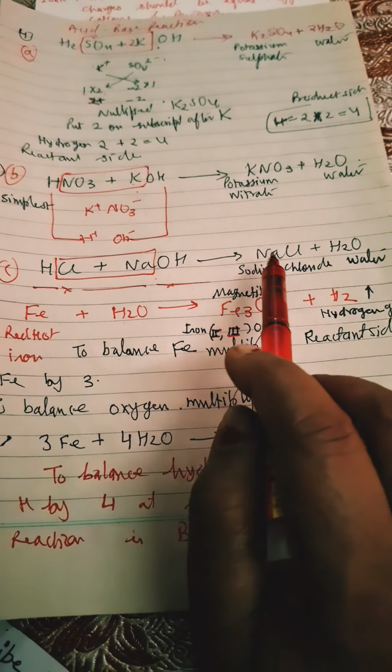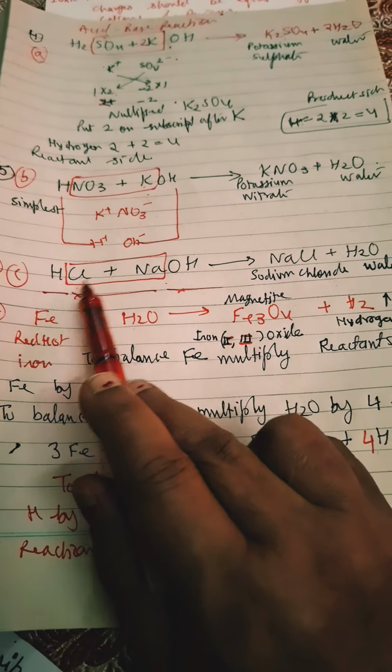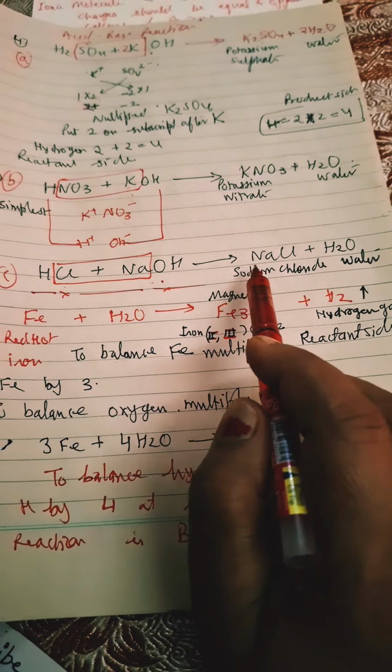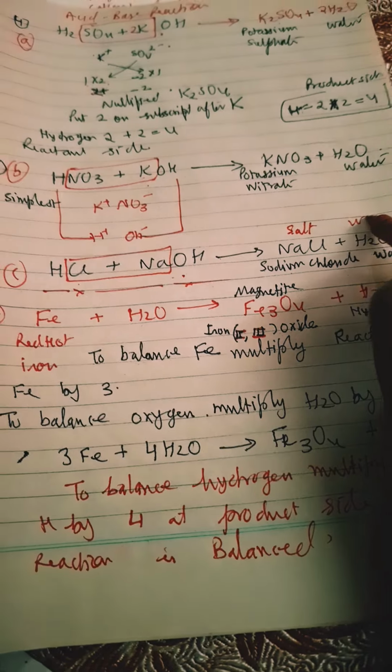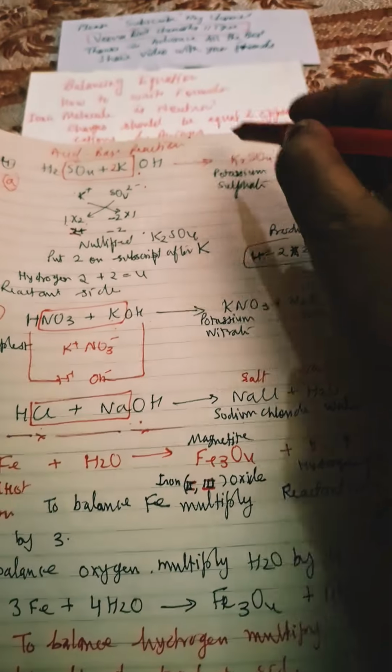HCl is also the simplest acid-base reaction. Hydrochloric acid reacts with sodium hydroxide to form sodium chloride, a salt, plus water. This is salt plus water. Everywhere here it is salt plus water, salt plus water.